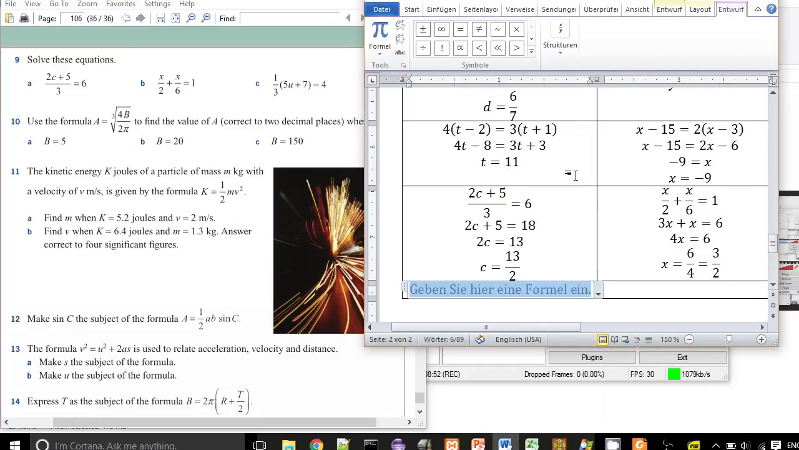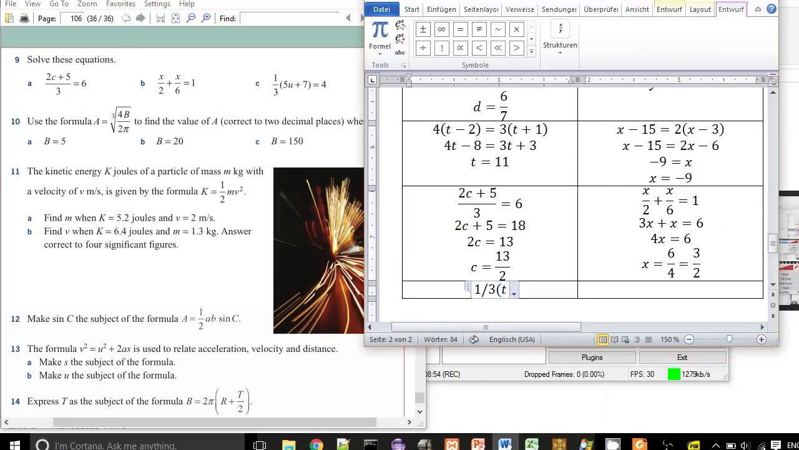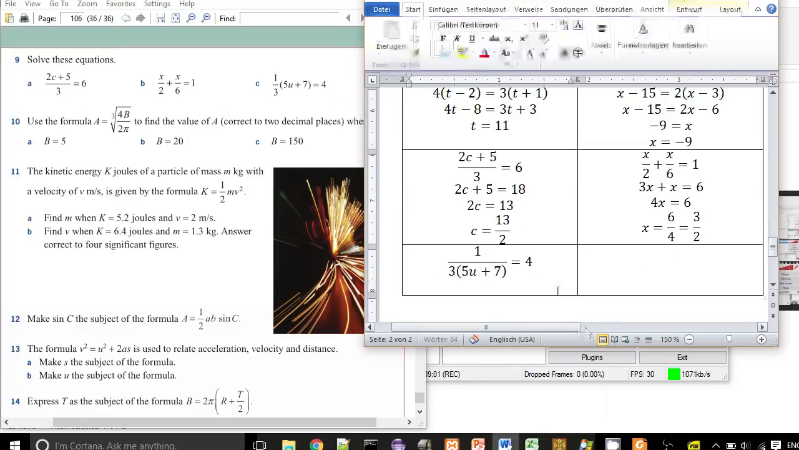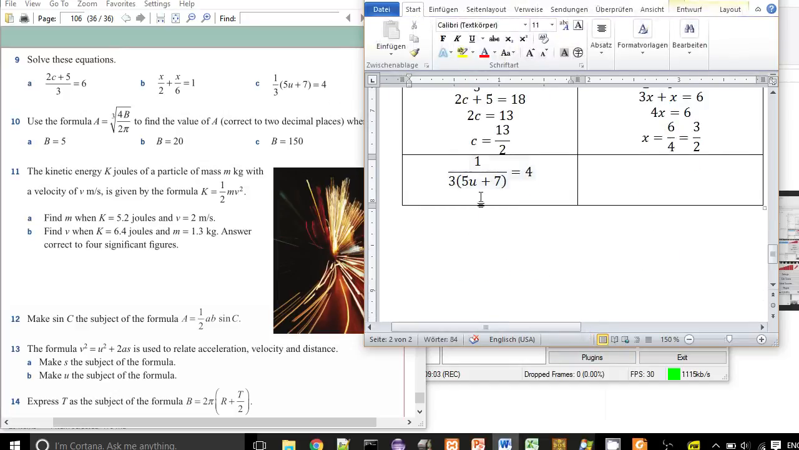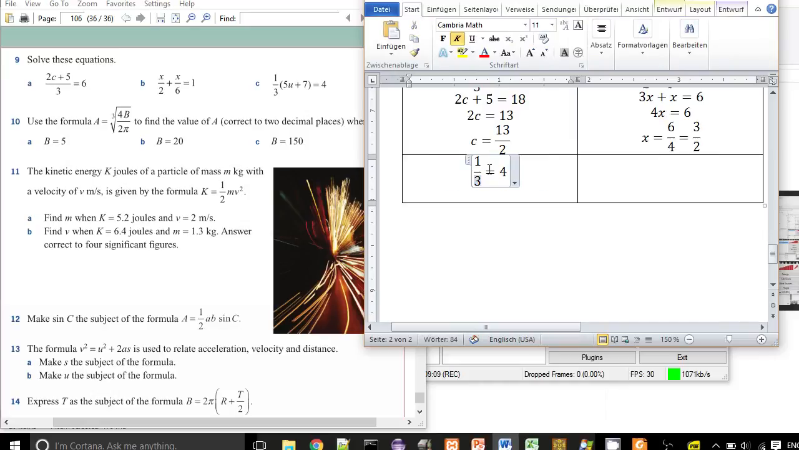Alright, let's do the other one, a third. 5u plus 7 equals 4. So this one. Okay, I need to get rid... Whoops, I wrote it differently. Hang on, sorry. There we go. Okay, we need to get rid of this third first.